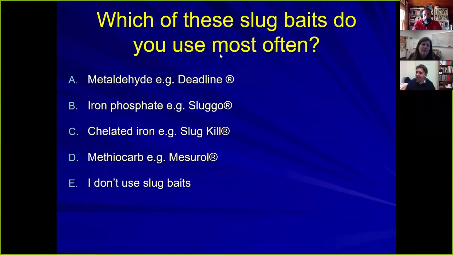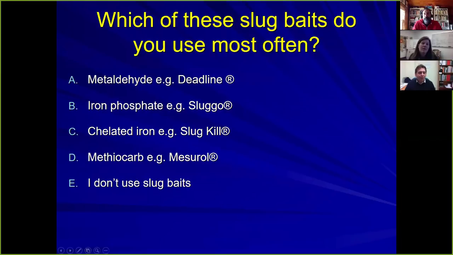Iron phosphate, very interesting. And usually when I use this question in polls, most people use metaldehyde, and particularly the commercial growers use metaldehyde. So that's interesting, and that the audience here today uses iron phosphate. And iron phosphate is also allowed to be used in organic systems as well.